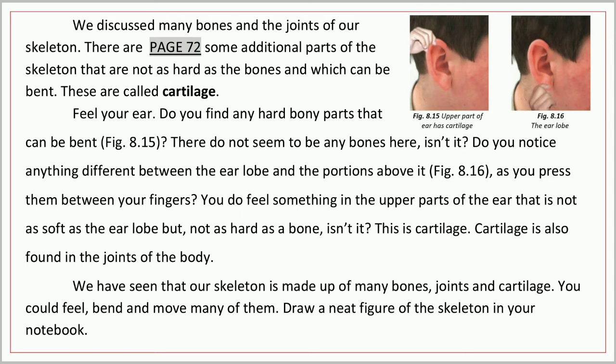Do you notice anything different between the earlobes and the portion above it? Please see the figure 8.16. As you press them between your fingers, you do feel something in the upper parts of the ear that is not as soft as the earlobe, but not as hard as a bone, isn't it? This is cartilage. Cartilage is also found in the joints of the body.